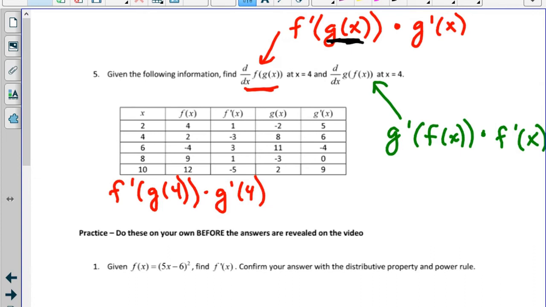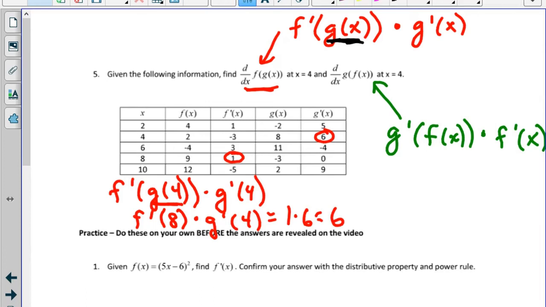Oh my goodness, look at f prime of g of 4. We have to actually see what g of 4 is. That's 8. So we have to replace g of 4 with 8. So I need f prime of 8 times g prime of 4. F prime of 8 times g prime of 4 will actually give me the answer to this one. So f prime of 8 on our table is 1, and g prime of 4 is 6. So I get 1 times 6, which is 6.